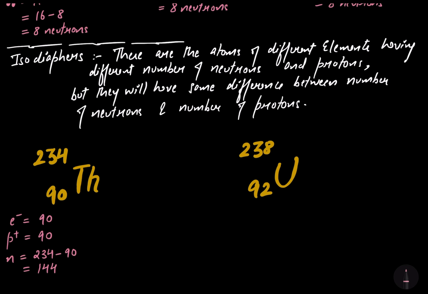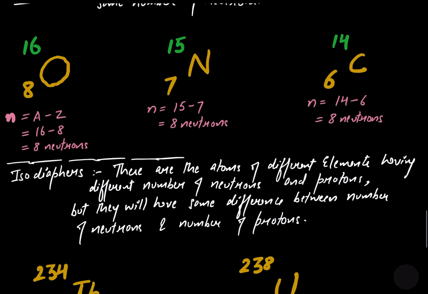Now let's talk about number of electrons in uranium. It's 92. The number of protons in uranium comes out to be again 92, and the number of neutrons comes out to be 238 minus 92, and it comes out to be 146.